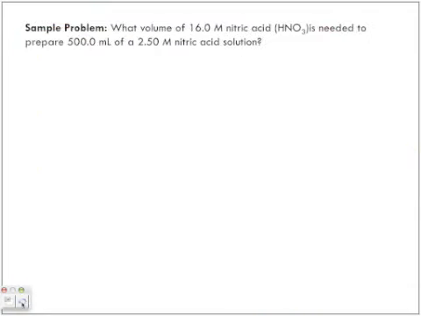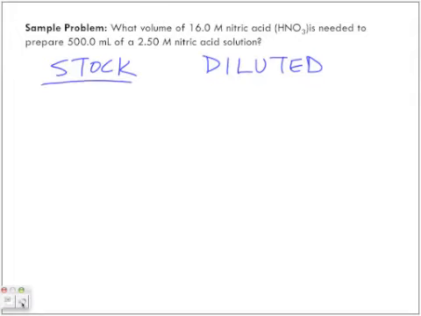Next sample problem. What volume of 16.0 moles per liter of nitric acid, HNO3, is needed to prepare 500.0 milliliters of a 2.50 moles per liter of nitric acid solution? Take a moment and work this one out. So we have our stock system, and we have our diluted: volume, concentration, volume, concentration.